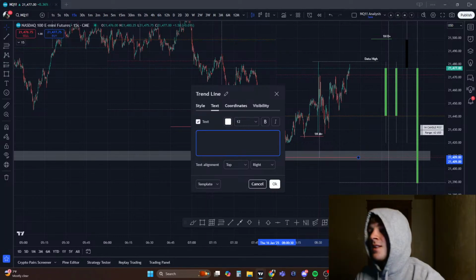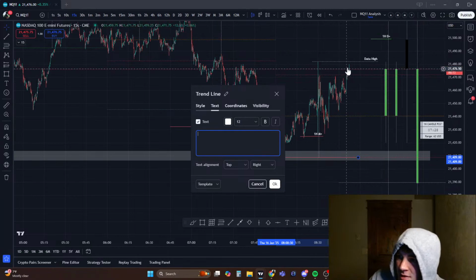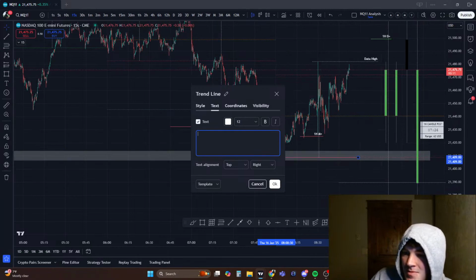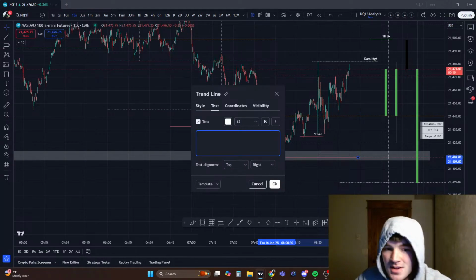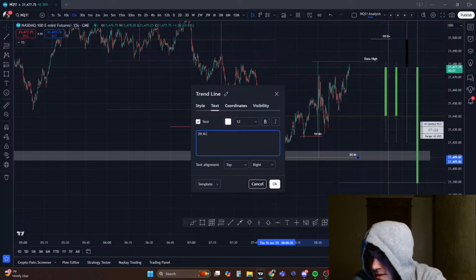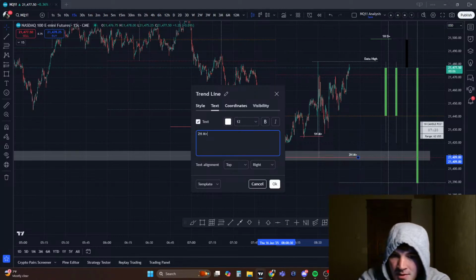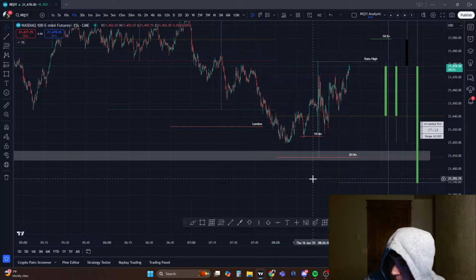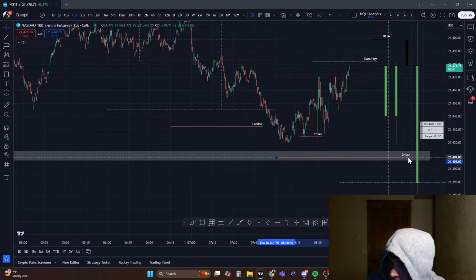If we came down and went in here and came to the data high, then I'd consider something. 2 hour bullish manipulation level right here.